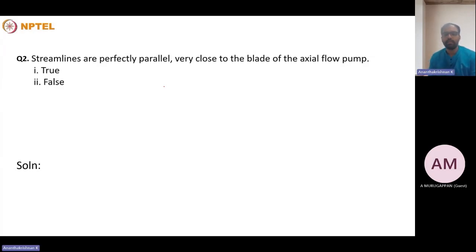We have seen what happens within a control volume nearby the turbine blades, whether the streamlines will be perfectly parallel within that confined region. Is it true? If the statement given is true, then that means that it will be negating what we have told in the first question. So what is the answer for this problem? It's false. Yeah, right. It's a continuation. It's false.